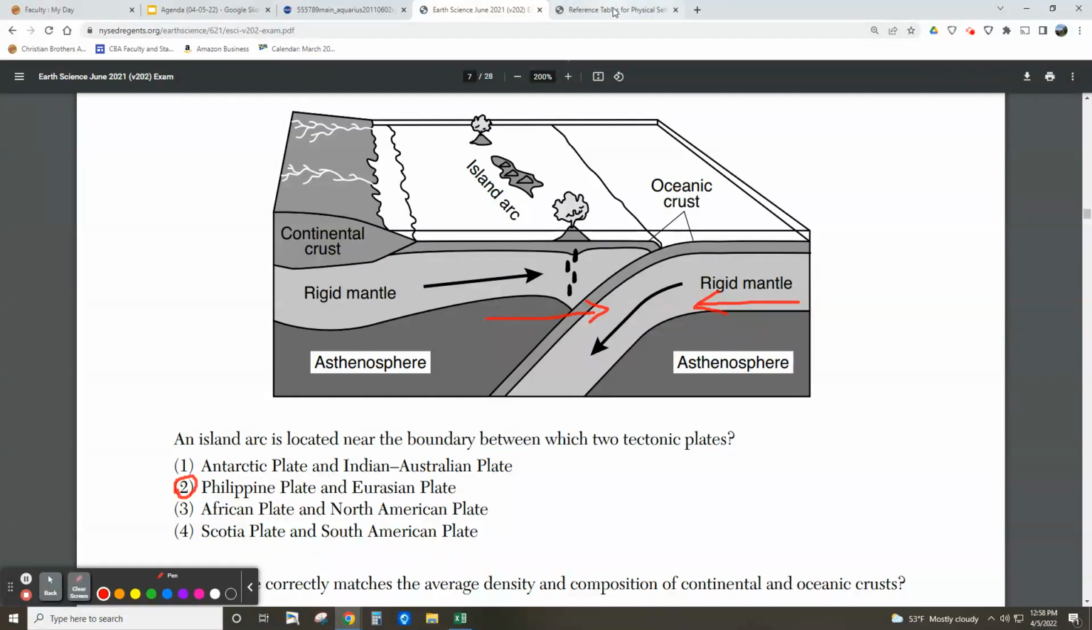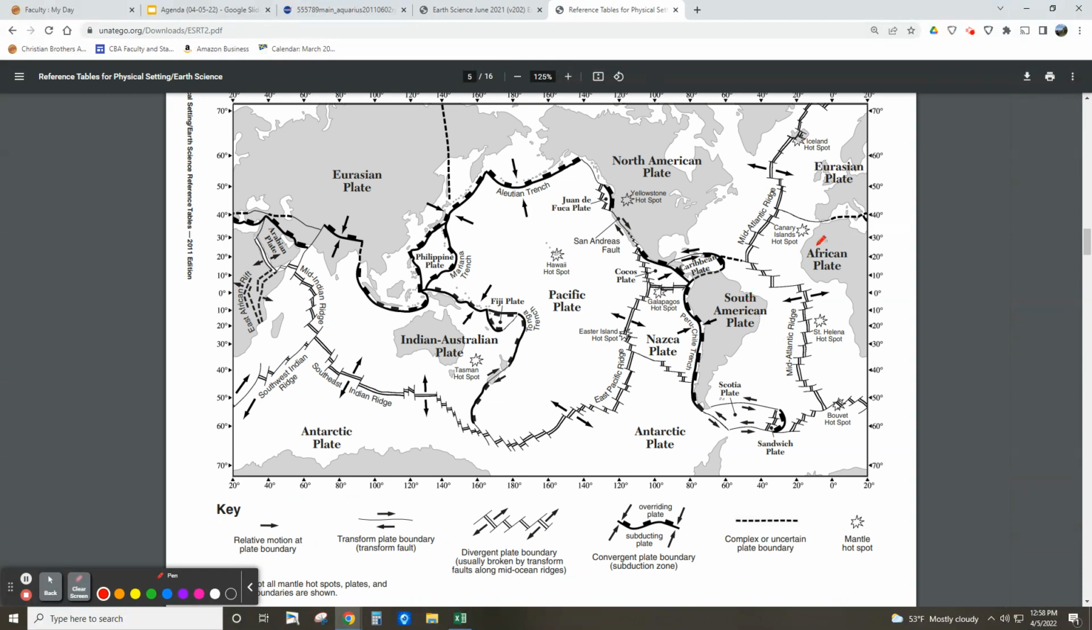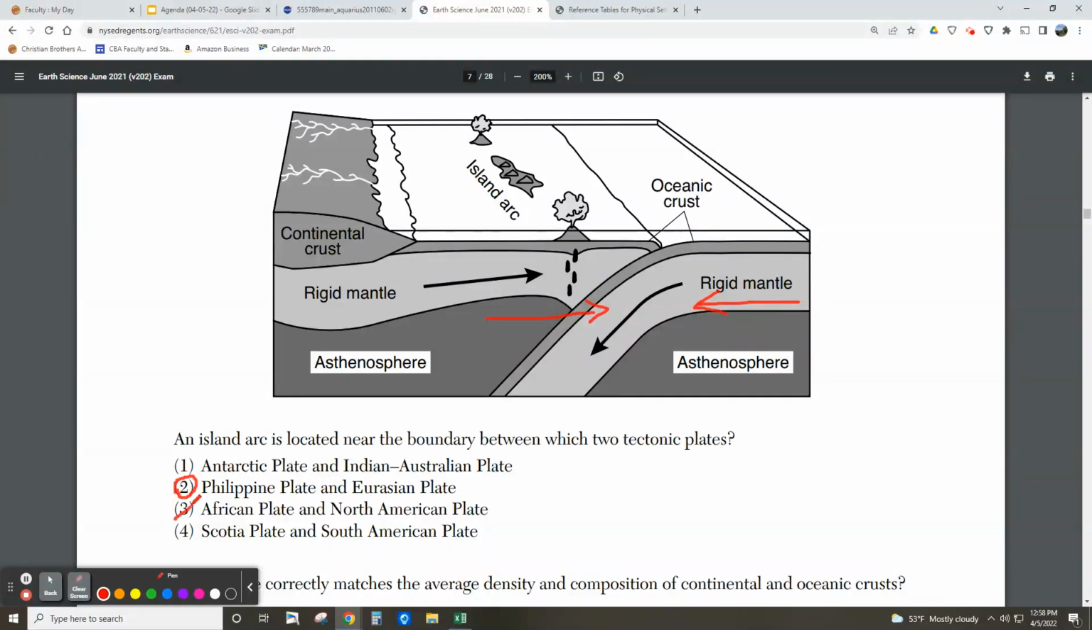So African plate, North American plate. Here's the African plate right here. North American plate is over on this side. And as you can see, they're actually spreading apart. This is another one of those divergent boundaries, the mid-Atlantic ridge between them. Okay, so it's not that one. Get rid of 1 and 3.